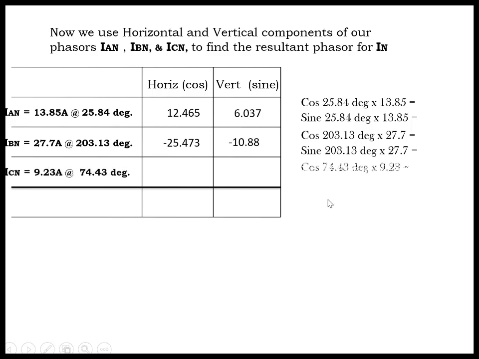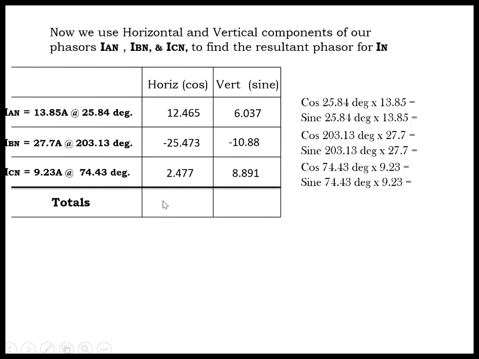Phase C, the cosine of 74 degrees times 9.23 amps gives me the horizontal part of that current. The sine of 74.43 degrees times the current of that phase will give me the vertical part of that current. Once I've broken each phase current into its horizontal part and its vertical part, I simply add the horizontal values up and the vertical values up, keeping in mind that a negative is a current in the opposite direction and it opposes current in the positive direction. So I add my positives up, subtract the negative. Whatever the bigger number is, subtract a smaller number.